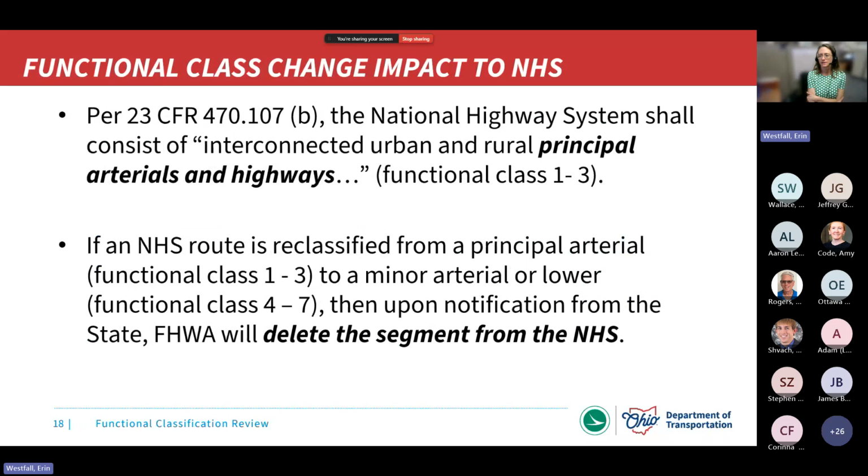Okay, the final thing I wanted to talk about before I talk about the review procedure and show you the web map is the impact that functional class changes might have on the NHS system. Per federal requirements, the NHS should consist of interconnected urban and rural principal arterials and highways, so that's functional classes 1 through 3. If you have an NHS route that's reclassified from a principal arterial down to a minor arterial or lower, between functional classes 4 and 7, then we need to be notified and take that segment off the NHS. You'll see in the web map, we've included the NHS layer there for you to reference.